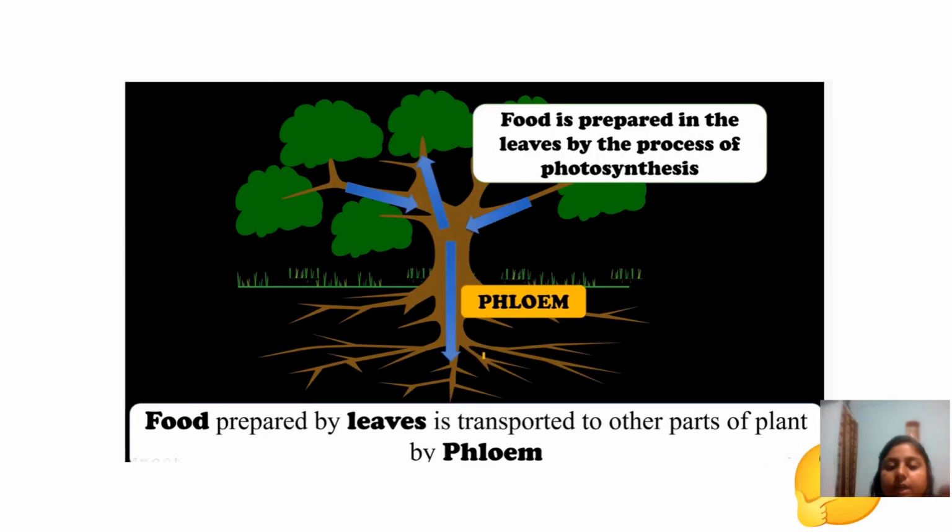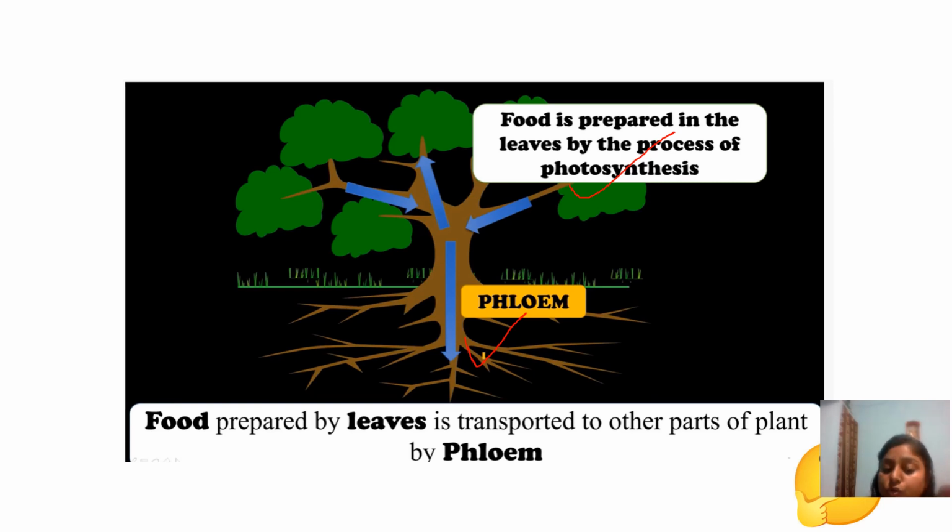See here, the food is prepared in the leaf by the process of photosynthesis. We all know that photosynthesis takes place in the plant in the presence of sunlight. So phloem helps with the food prepared by the leaf. Plants make their food in the leaves, and it is transported to the other parts of the plant by phloem.